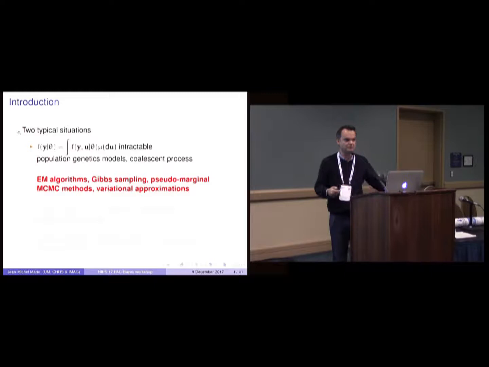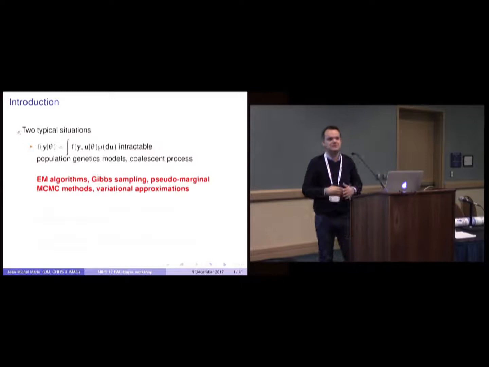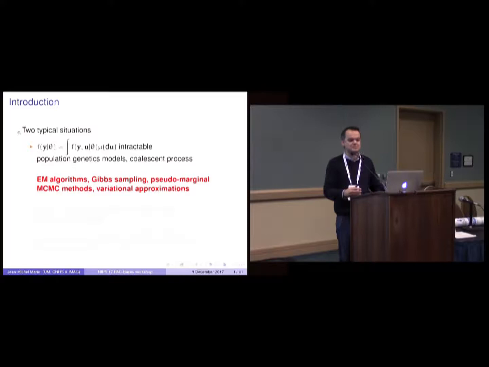In such a situation, there is a lot of statistical methodology that can be applied: the EM algorithm, Gibbs sampling, some pseudo-marginal MCMC methods, variational approximation. But in some cases, and for some specific models, all these types of approximation fail to give good results. And ABC is an alternative.